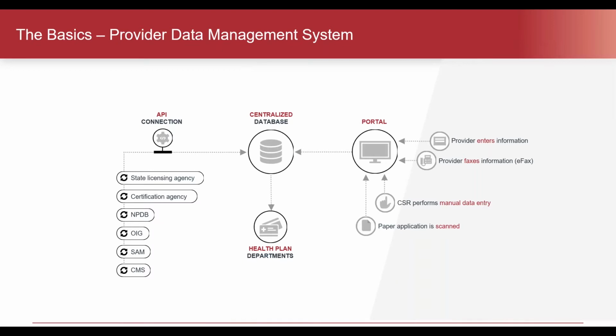Here's a basic overview of how a PDM system works. The majority of them do have API connections or some kind of connection that feeds into the centralized database. That information is then shared inside the health plan throughout the different departments, whether it's claims, provider credentialing, enrollment, or directory services. You also receive information from different areas, such as fax machines, prior auth information, paper applications, and manually entered data. So there are a lot of different pieces that come along with trying to manage this data.